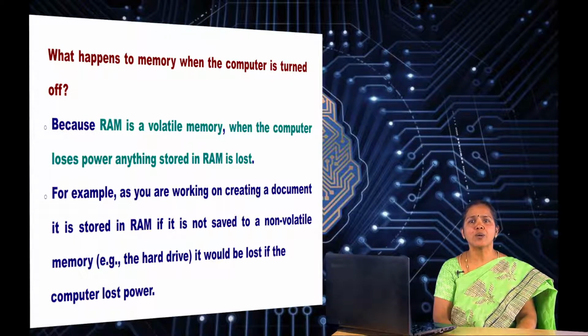Having seen in detail about the memory, let me pose some questions. See whether you can answer those questions. What happens to memory when the computer is turned off? Because RAM is a volatile memory, when the computer loses the power, anything stored in RAM is lost. For example, as you are working on creating a document, it is stored in RAM. If it is not saved to non-volatile memory, it would be lost if the computer lost power.